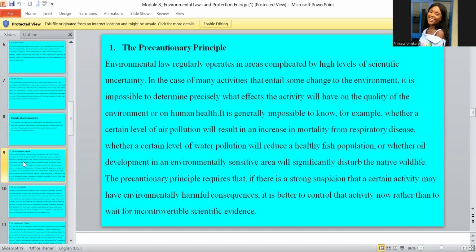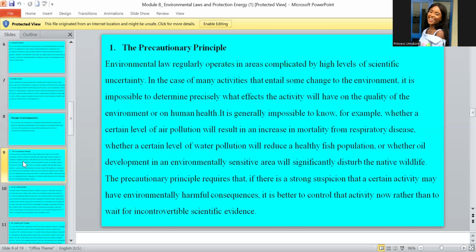Environmental law regularly operates in areas complicated by high levels of scientific uncertainty. In the case of many activities that entail some change to the environment, it is impossible to determine precisely what effects the activity will have on the quality of the environment or on human health.